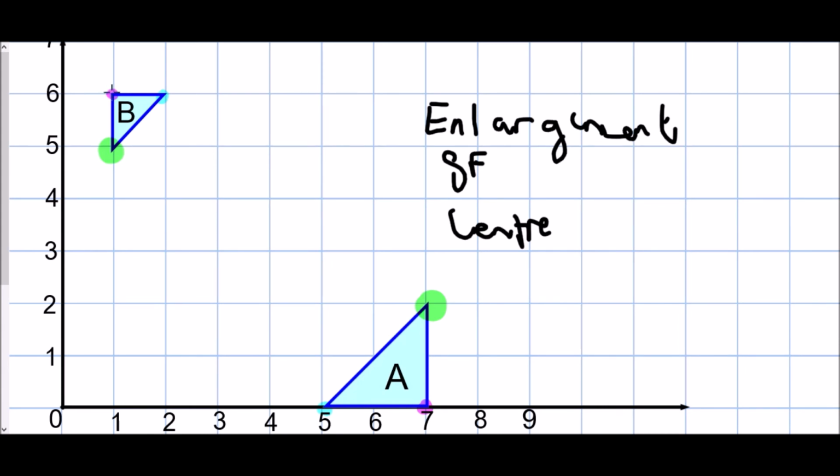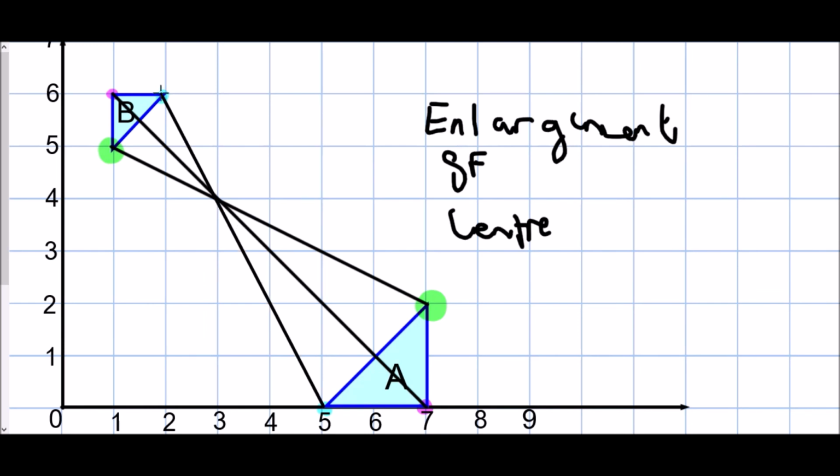And so join together the pink with the pink, join together the green with the green, and join together the blue with the blue, and they have all met at the same point right here. So there is our centre of enlargement this time. It is 3, 4.